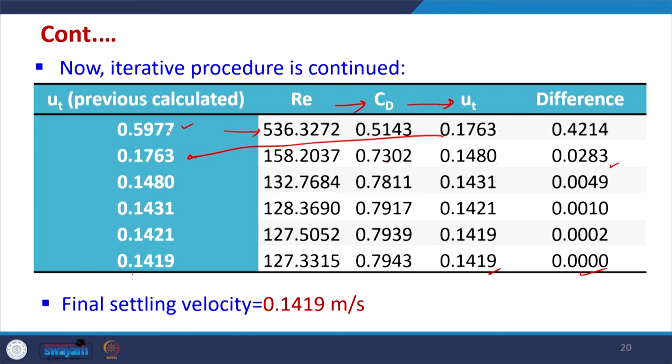So, we always look for this condition where we see that this was the terminal velocity, and from this we find the Reynolds number, further find the drag coefficient, and using the drag coefficient we find the terminal velocity and both are same. So, these are the final condition which are there and we can assume that final settling velocity or terminal velocity to be 0.1419. So, this is an iterative procedure which is complicated.